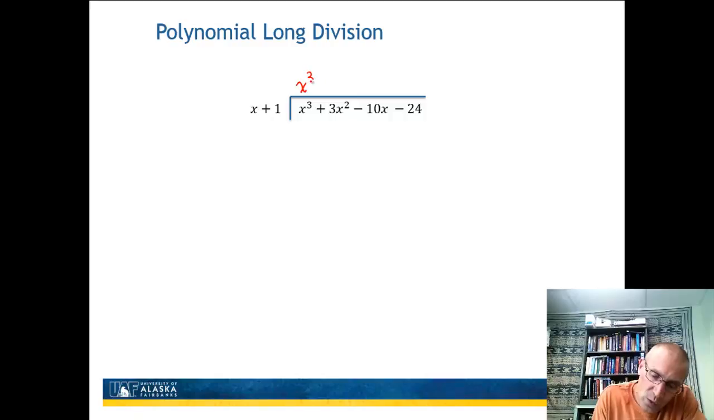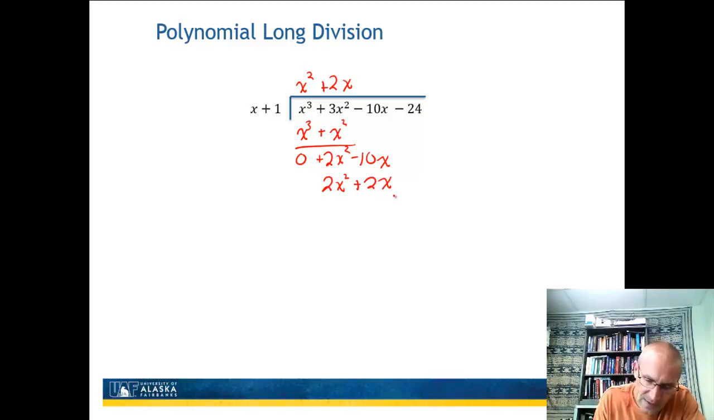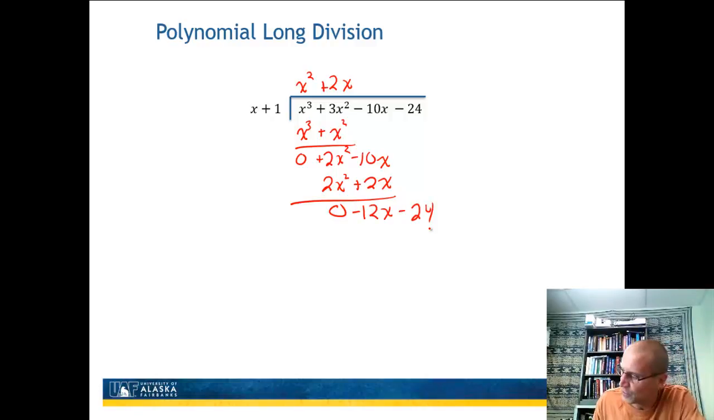I'm going to have an x squared first. x squared times x is x cubed. x squared times 1 gives plus x squared. Now I'm going to subtract those two. So I've got a 0 there, and then I have plus 2x squared left over, and then bring down my minus 10x. Again, I look for my division. So I've got a plus 2x on the top, 2x times x is 2x squared, plus 2x. Subtract that, 0, and now I subtract 2x from minus 10x, so I have minus 12x, and then bring down the last term, minus 24.